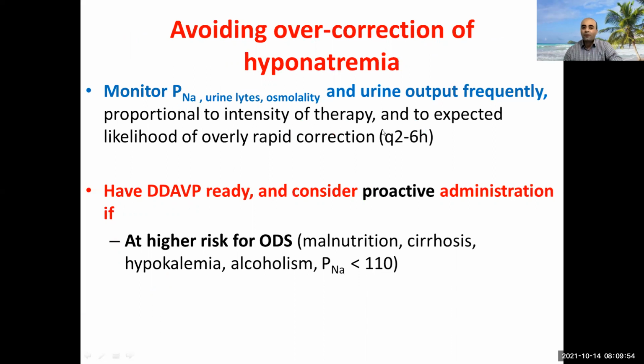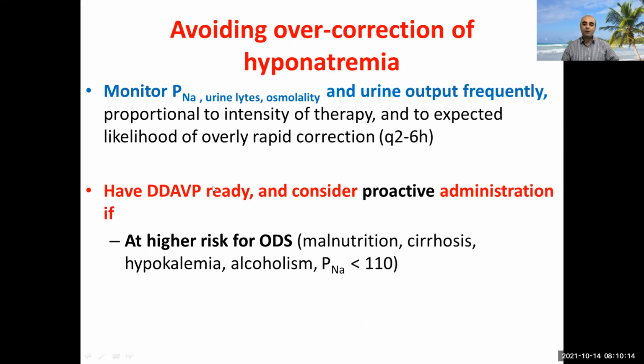To avoid overcorrection, check urine output at least hourly, and plasma sodium, urine lytes, and osmolarity maybe every 4 hours. If you are in the ward, 4 to 6 hours is okay. If you are in ICU, you can repeat the labs every 2 to 4 hours. Don't forget DDAVP or D5W.